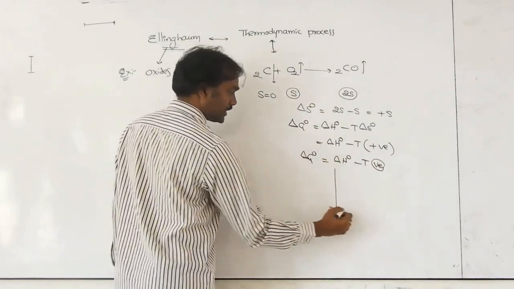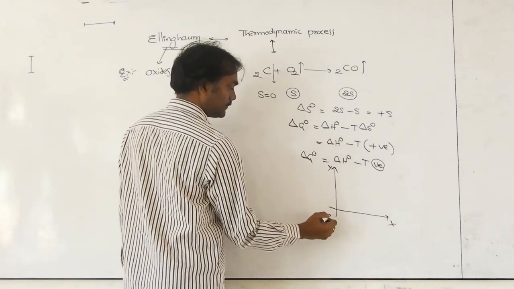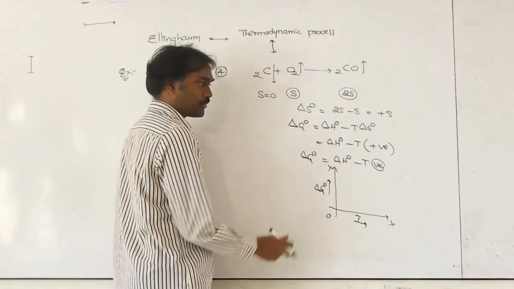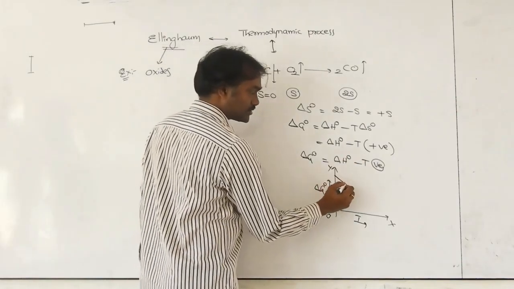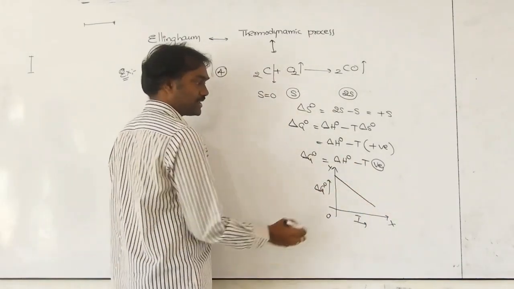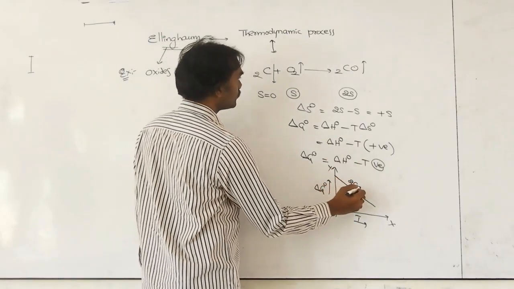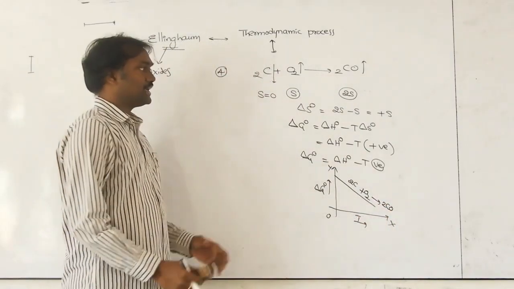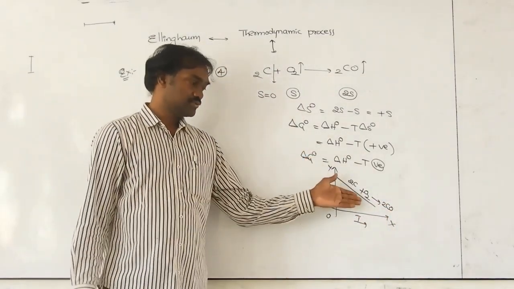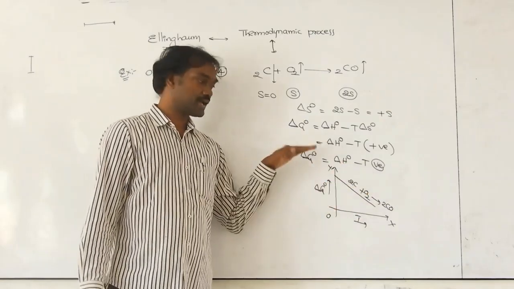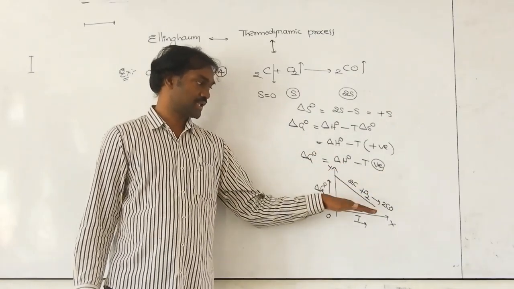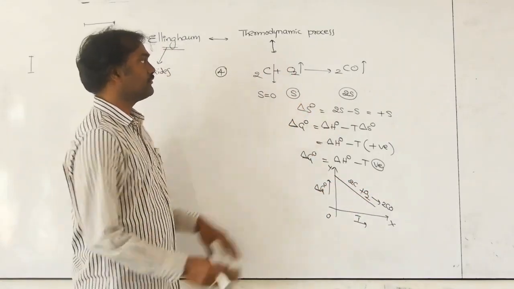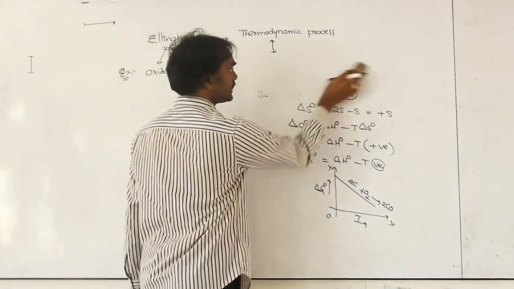Here y equals mx plus c, so delta G naught is on the y axis and temperature on the x axis. Here it is a negative slope, so it is moving down. That means 2C plus O2 gives rise to 2CO. So in the Ellingham diagram, some lines have negative slope, some positive slope, and some are unaffected, a straight line parallel to the x-axis. All the examples we discussed are put together in one diagram.